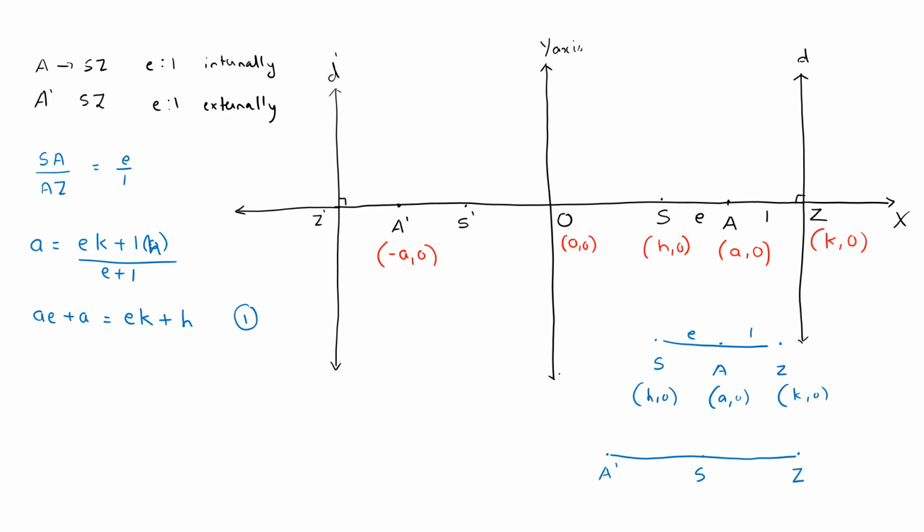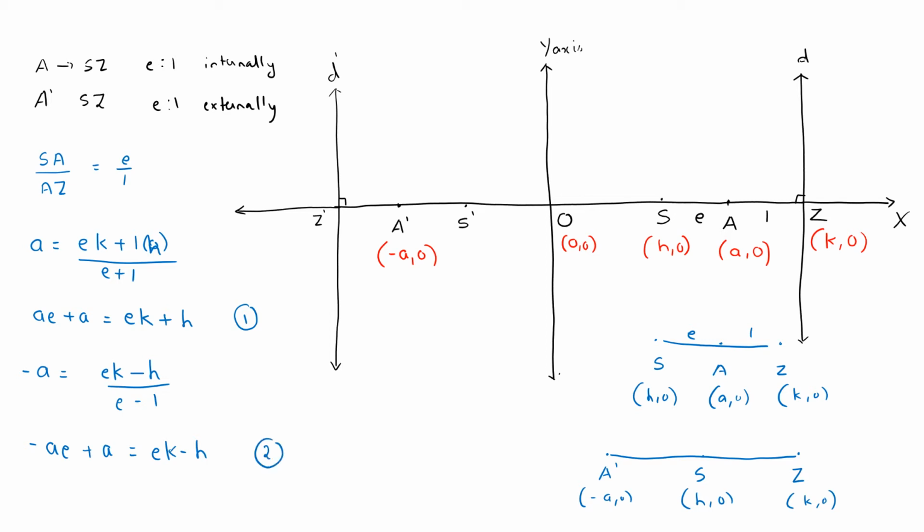तो क्या आएगा उसके लिए? Again, a is equal to, sorry, a dash is minus a. I'll just write the coordinates, minus a, 0, h, 0, k, 0. तो minus a is equal to ek, external division है तो minus h upon e minus 1, that is minus ae plus a is equal to ek minus h, equation number 2.